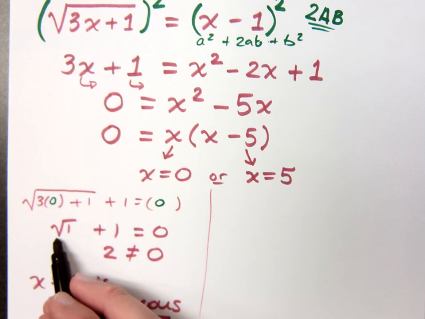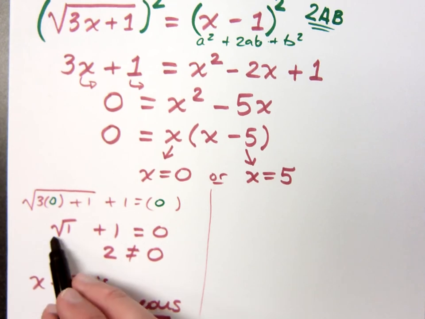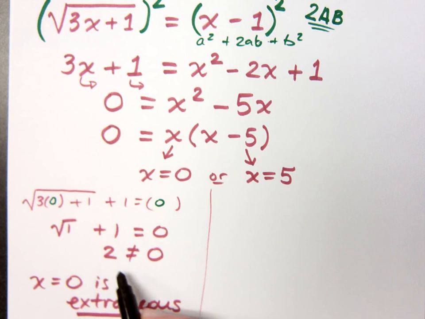So you see here, the square root of 1 could have been negative 1, because 1 does have two square roots. The square roots of 1 are 1 and negative 1. But when I use this symbol and ask for the square root, I'm only asking for the positive or the principal square root. So that's why it doesn't work.